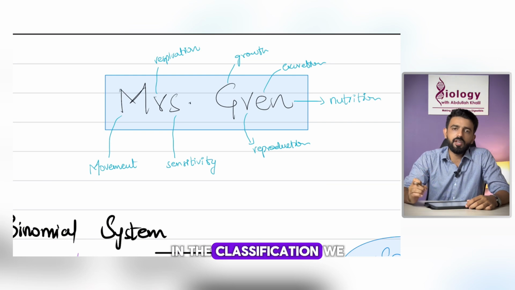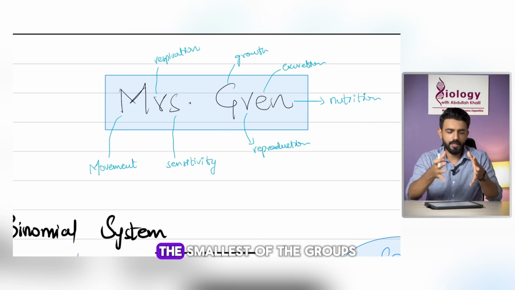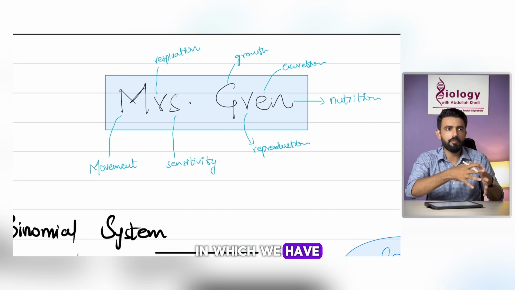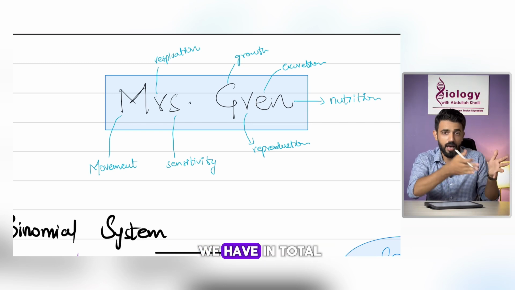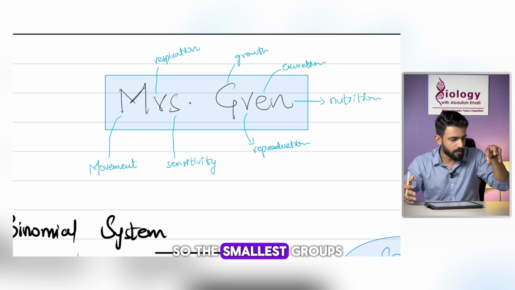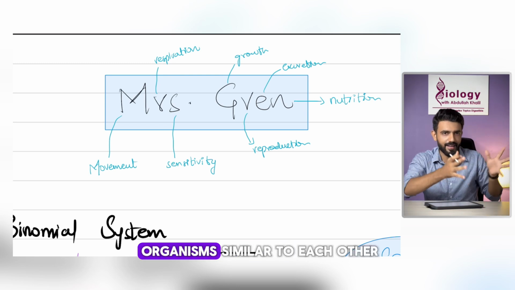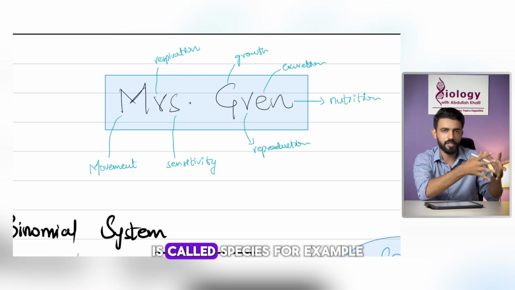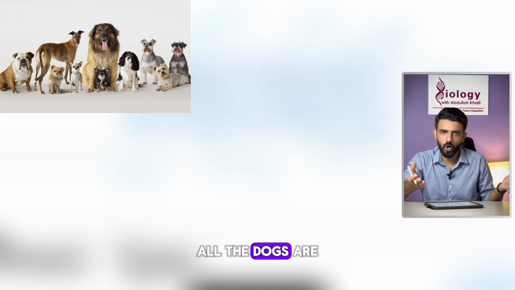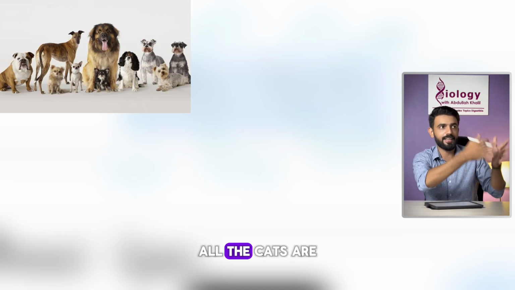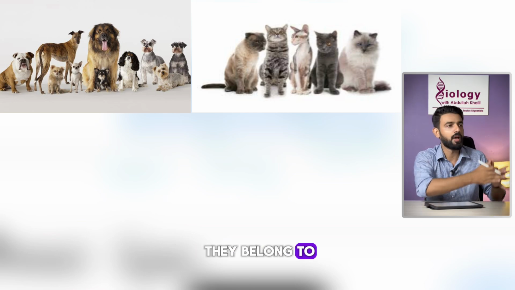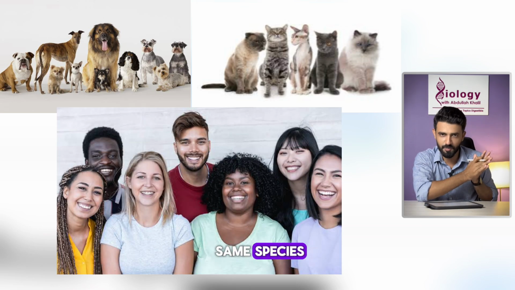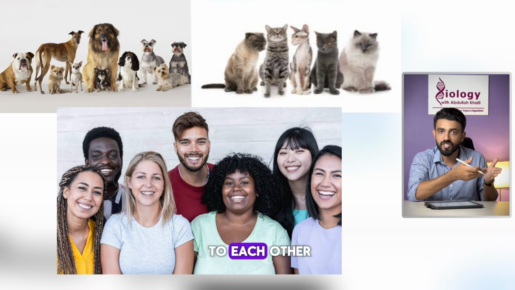Now let's move on to the classification that we do. In the classification, we have the groups. The smallest of the groups, in which we have all the organisms that are similar to each other, is called species. And we have in total 7 groups. So the smallest group that has all the organisms similar to each other is called species. For example, all the dogs are placed in the same species. All the cats are placed in the same species, no matter which breed they belong to. All the human beings are placed in the same species because they are similar to each other.